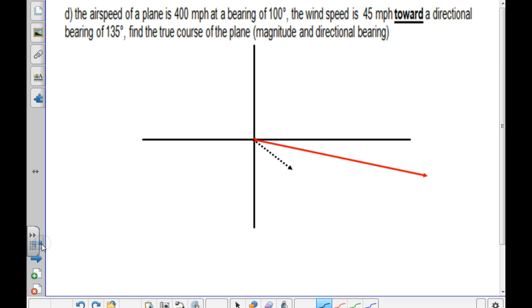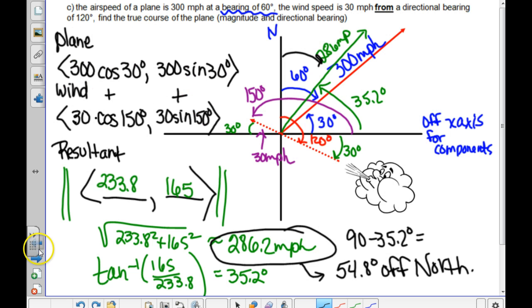Yes? Sorry, Zach, I couldn't see you through there. How do you know that 35.2 is like from... When we do inverse tangent, okay, the component form is always off of x, and these were both positive, so I knew I needed to be in the first quadrant. It always is telling us, when we do inverse tangent, it's always telling us off the positive x-axis. Good question. All right.